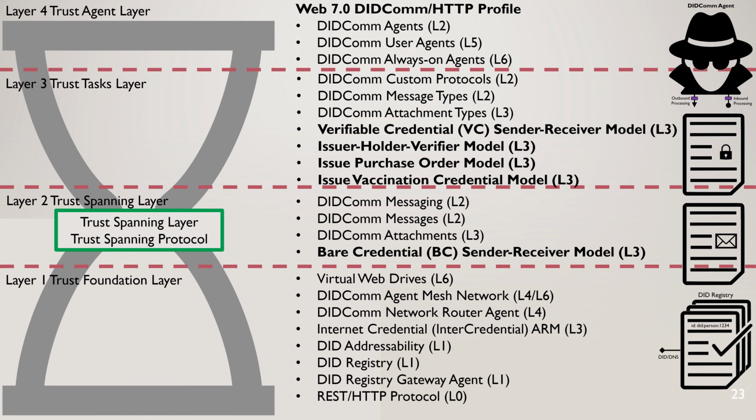So again, we come back to the Web 7.0 trust spanning layer framework, and we can see that the issuer holder verifier model, the issue purchase order model, and the issue vaccination credential model are all in layer 3. They are all examples of trust tasks. They all derive from the verifiable credential sender-receiver model. The verifiable credential sender-receiver model, in turn, is a specialization or a derivation of the bare credential model.